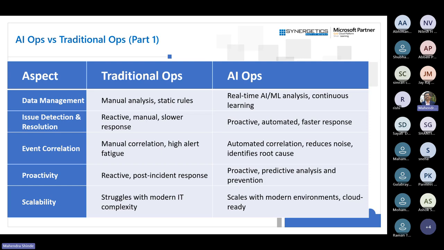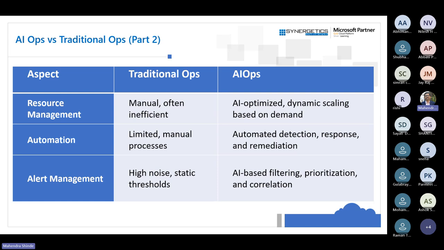AI ops and traditional ops. This is the difference that we have. There are some points that we differentiated between them. There are a few more points, by the way, in this presentation. Last three points are resource management, automation, and alert management. If you follow traditional operations, it's manual and inefficient, whereas if you follow AI ops, it is optimized. It provides dynamic scaling based on demand, right? So better resource management when using AI.